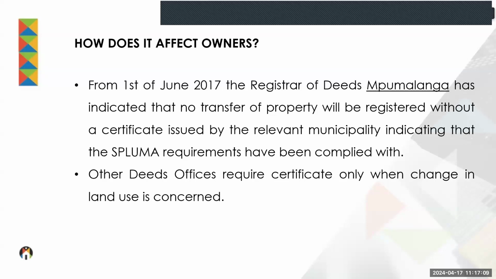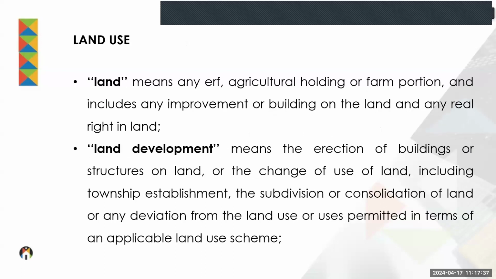In the other provinces, you only require a certificate when there's a change in land use. In other words, if there's a rezoning application, that's a change in land use. If there's a subdivision, if there's a consolidation, etc., then you will require a SPLUMA certificate, or when you establish or register a sectional title deed on a property.